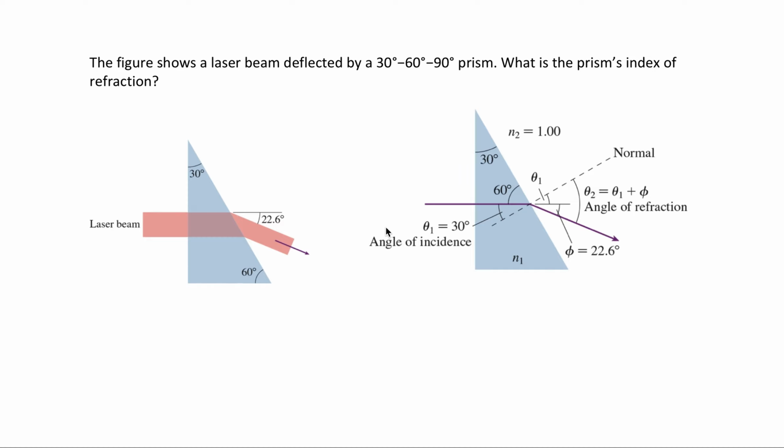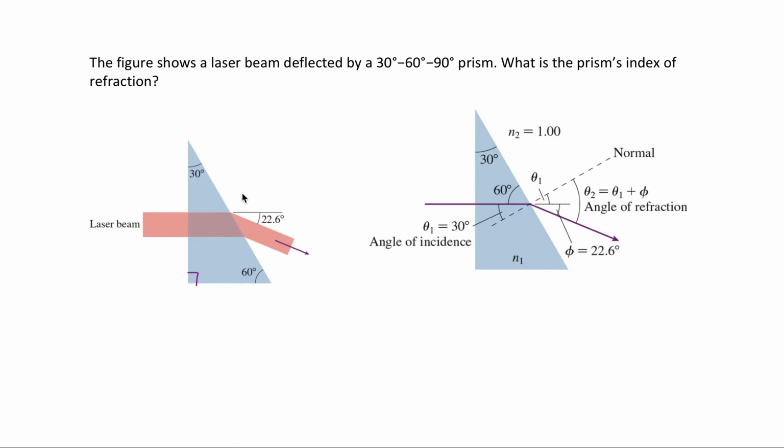In this video, I wanted to go over example number 3 from our notes. We are using Snell's law to figure out the index of refraction of this prism. So the problem gives us this picture on the left here. It says that there's a prism. We're given the angle of 30 degrees here, 60 degrees here, and it's a right angle here, 90 degrees.